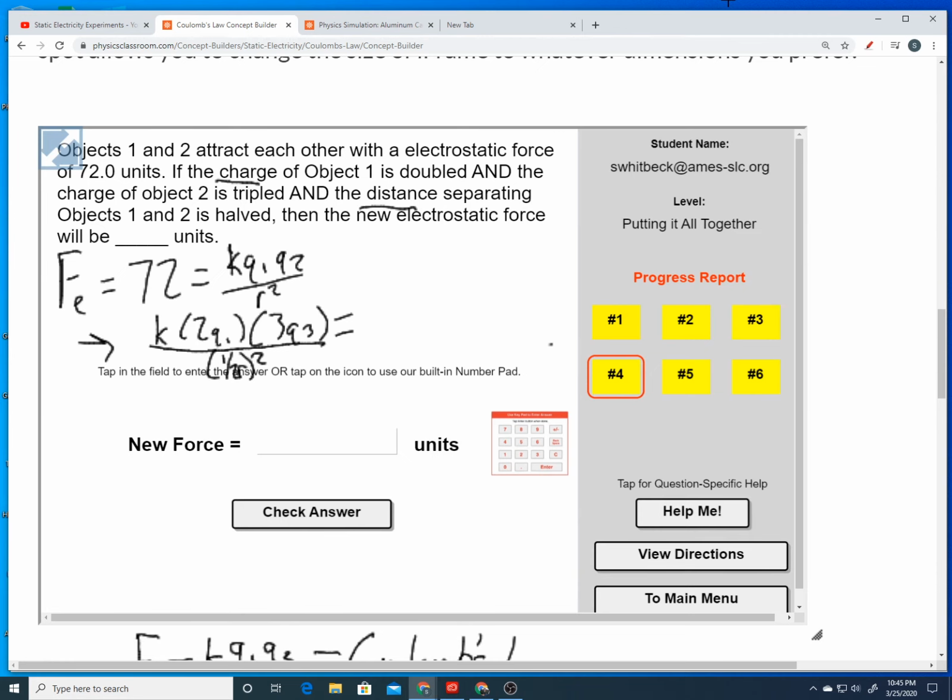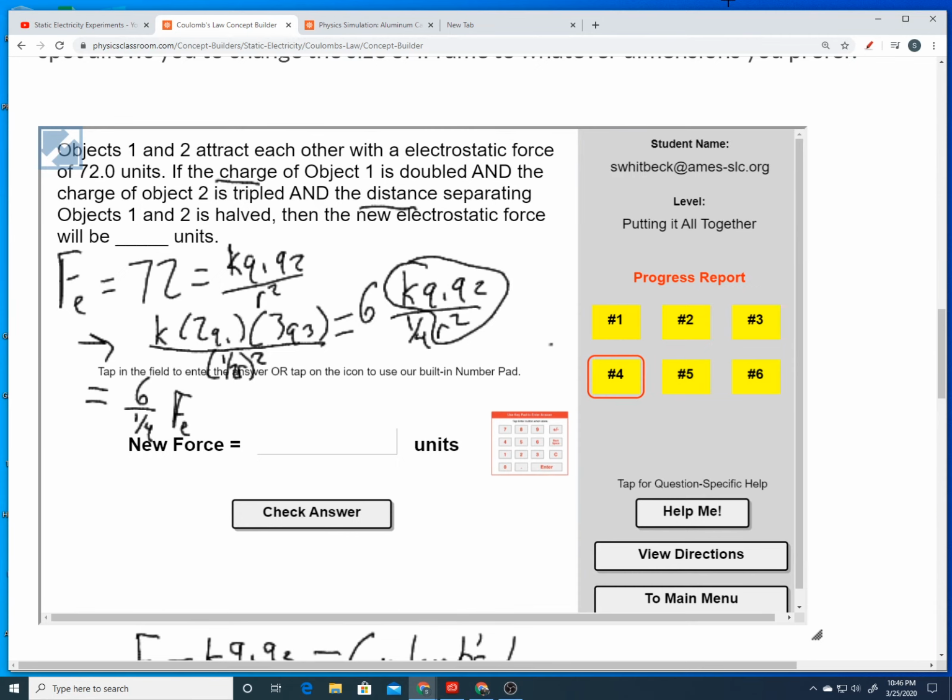Bring all of your numbers out in front, and like I said before, I'm going to go ahead and multiply the 2 and the 3 together in this process, because I think you guys can handle that mathematically. On the bottom I've got 1/2 squared again, which is the same thing as 1/4 r squared. So this is going to take just a little more work, but not much. So what I have here is 6 divided by 1/4 times the electrostatic force.